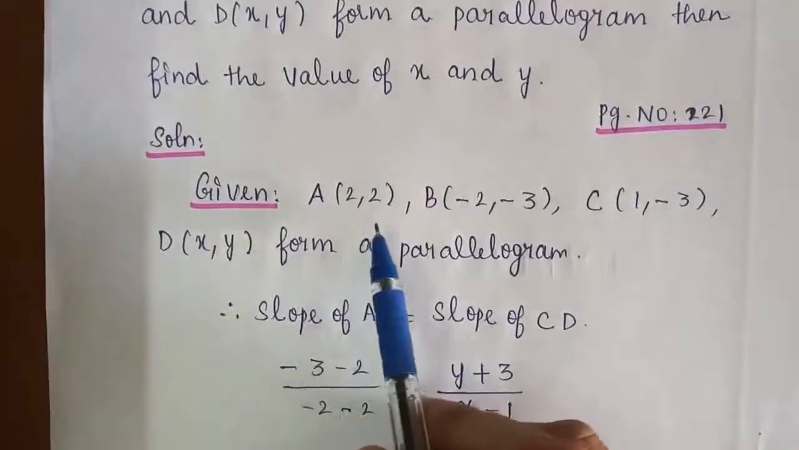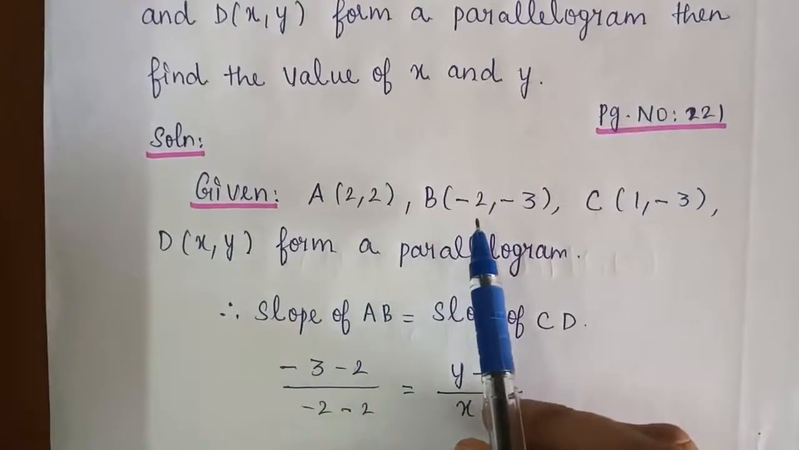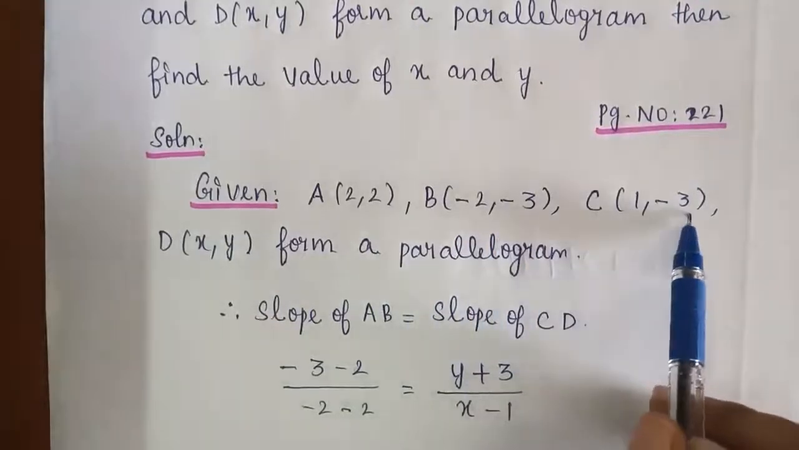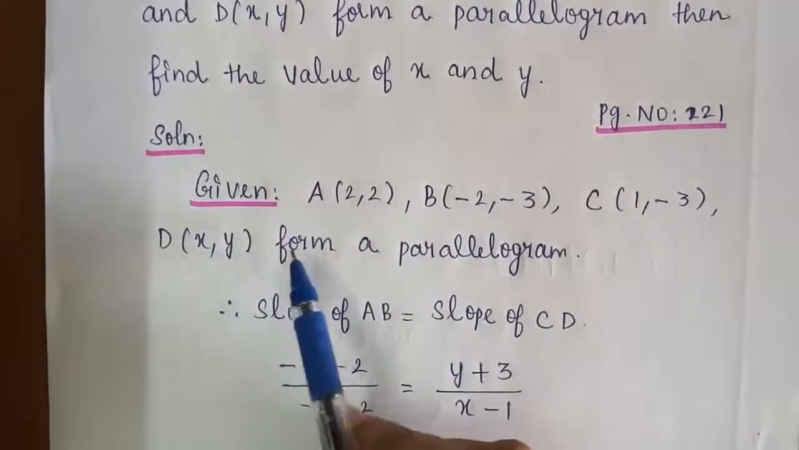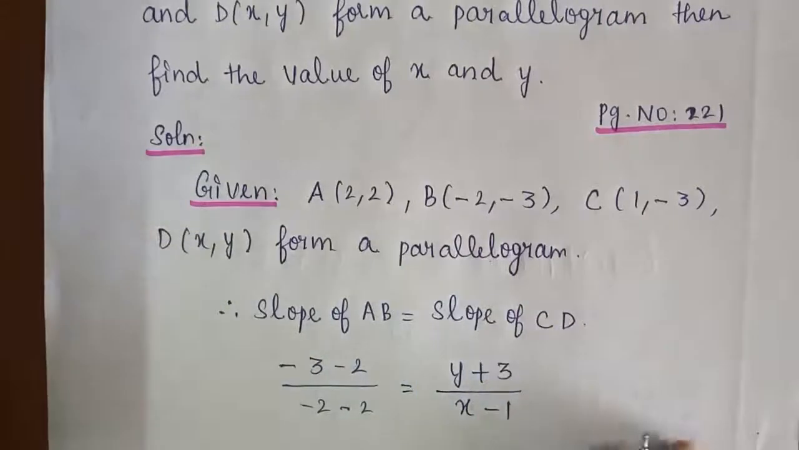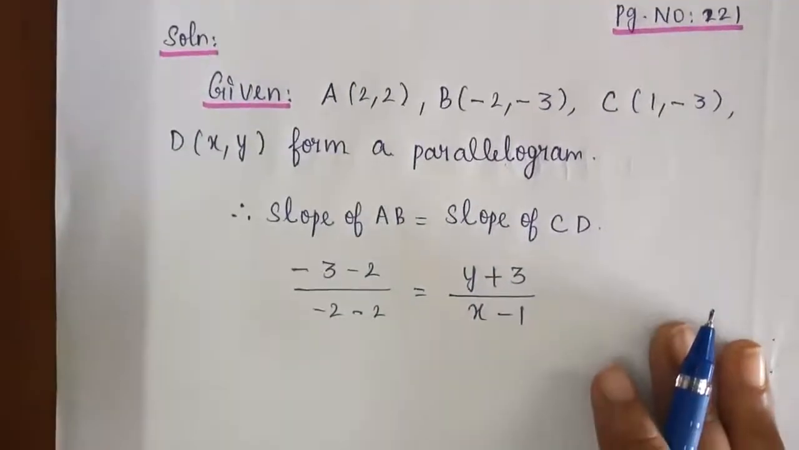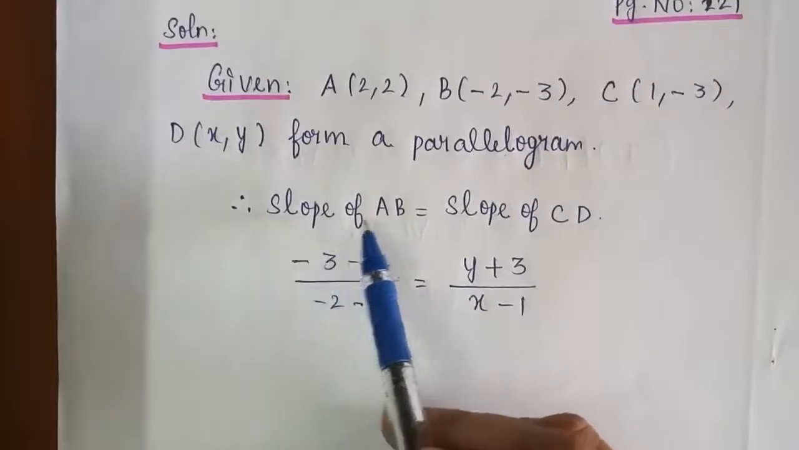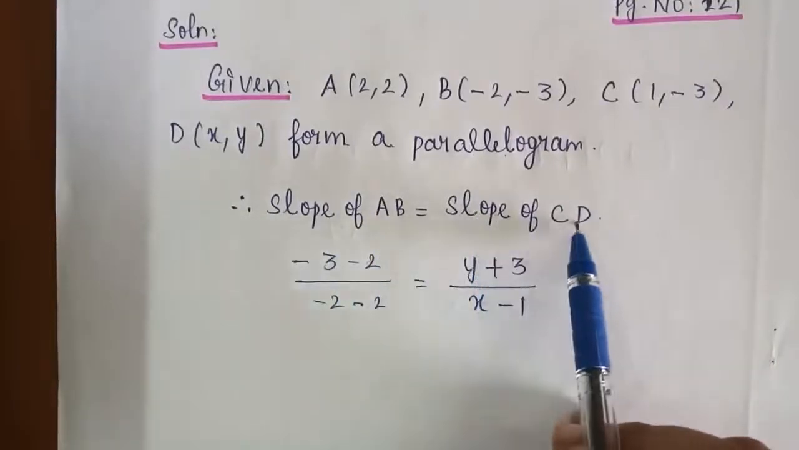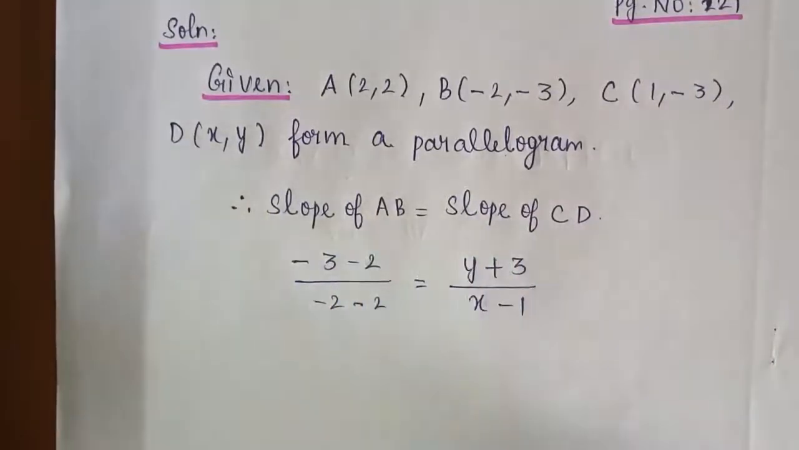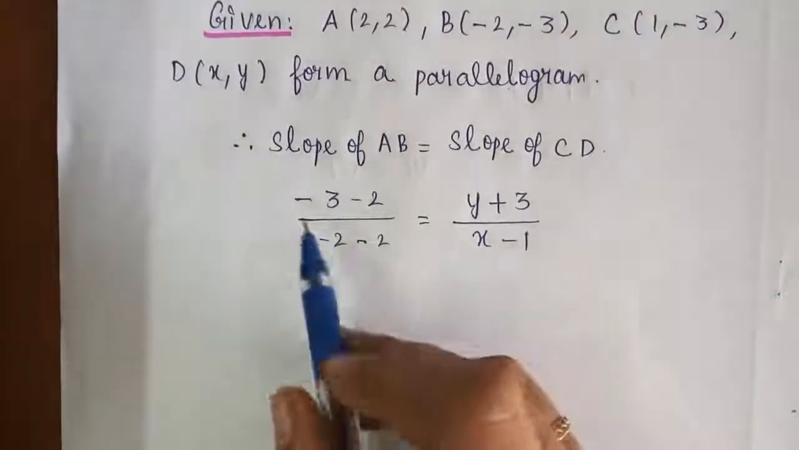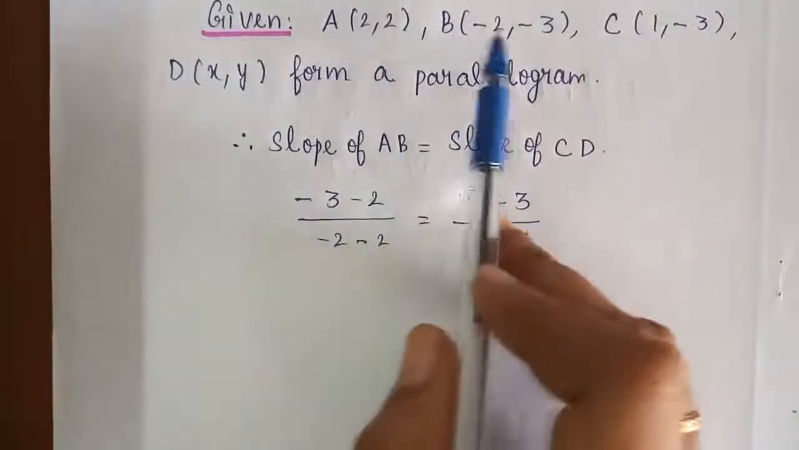So given A(2, 2), B(-2, -3), C(1, -3), D(x, y) form a parallelogram. In a parallelogram opposite sides are parallel. Therefore we take the slope of AB equal to the slope of CD. We get the same slope. So this is the slope of AB.